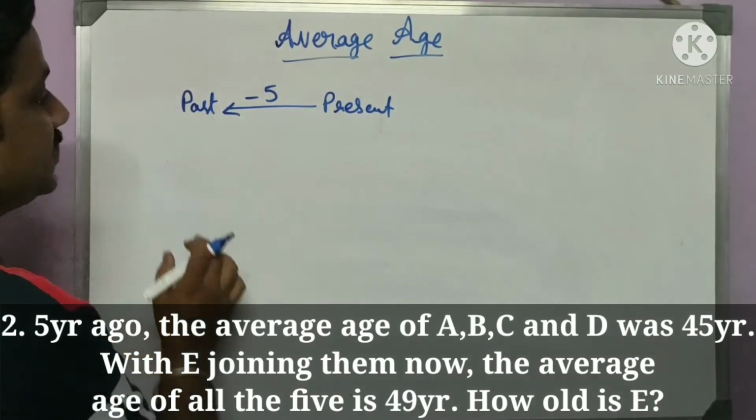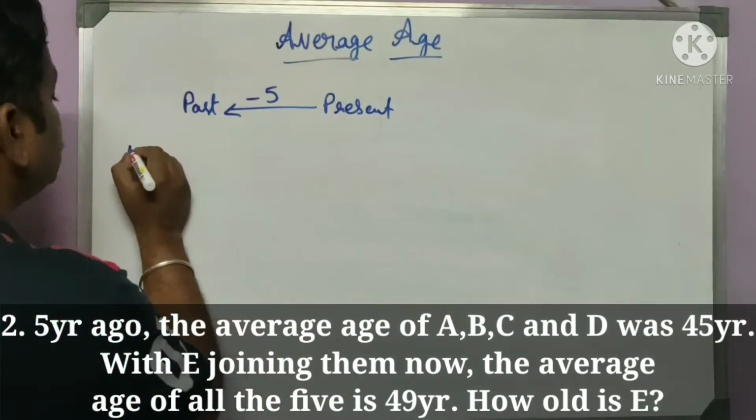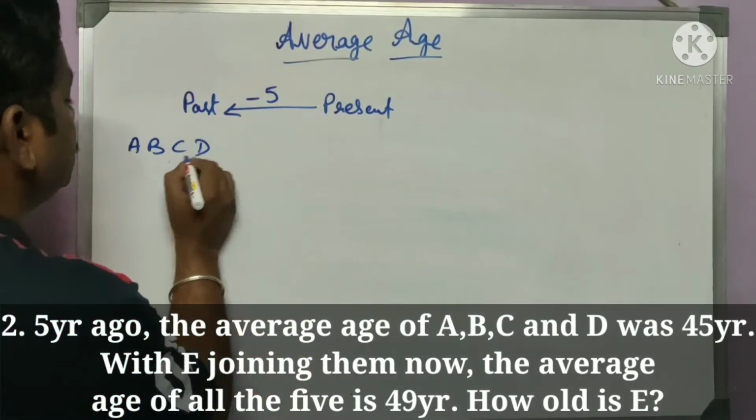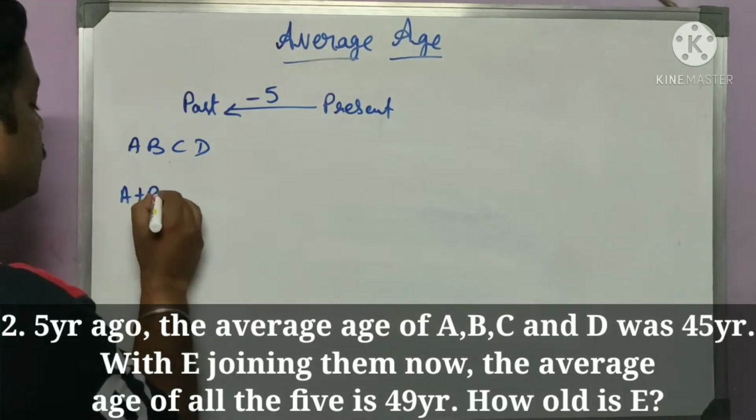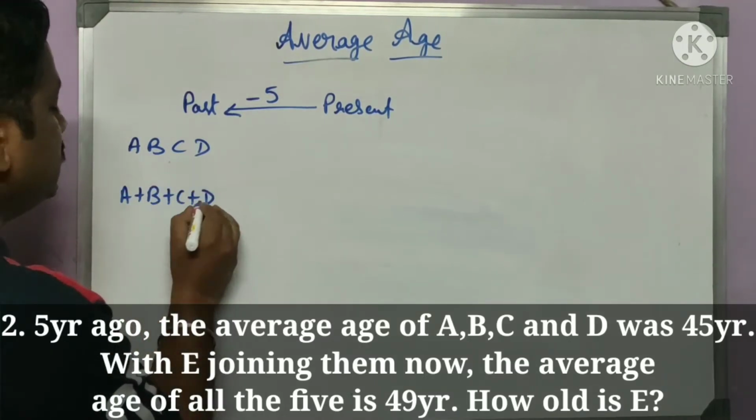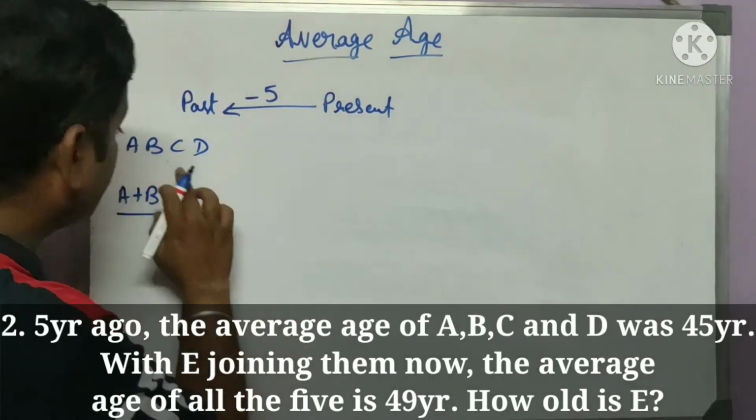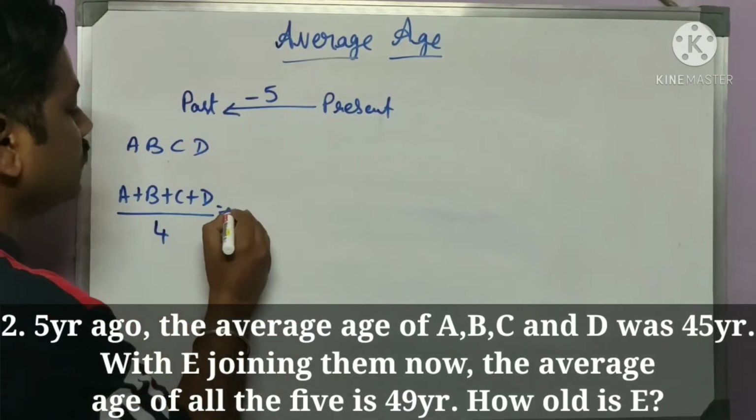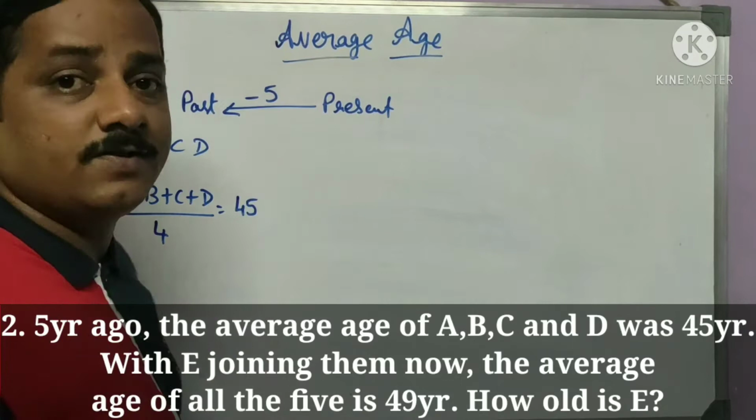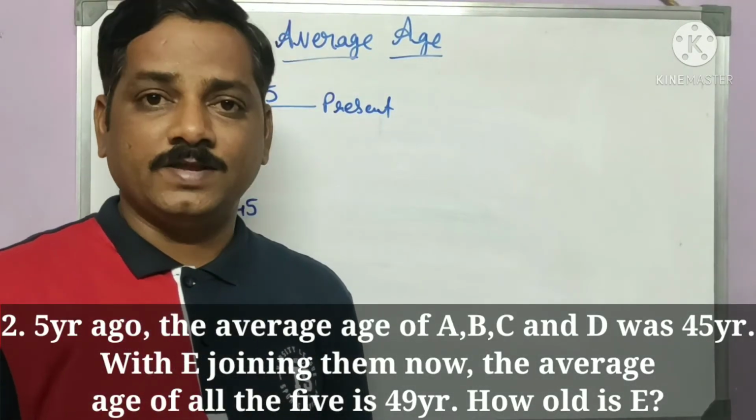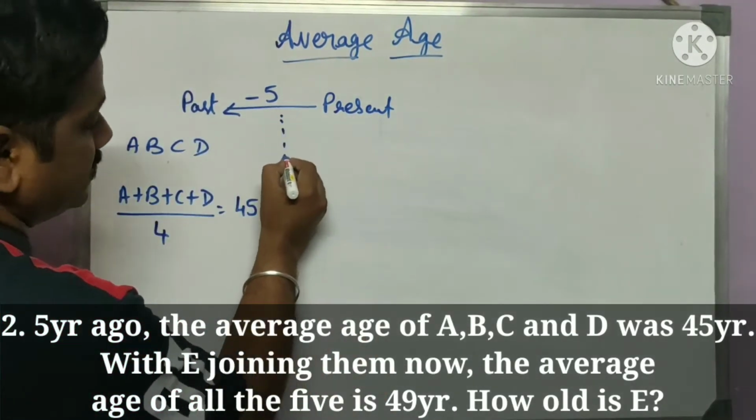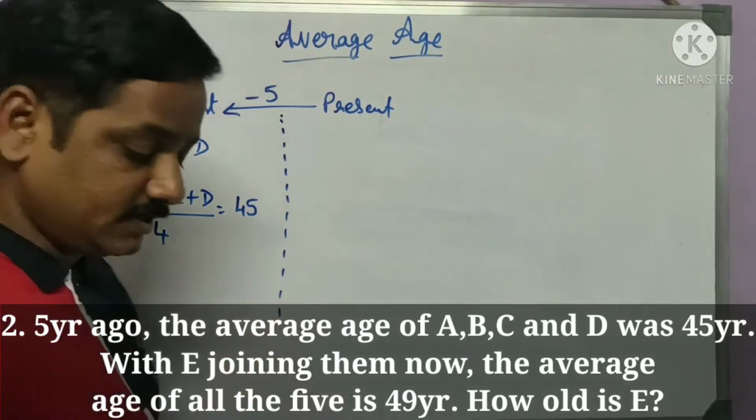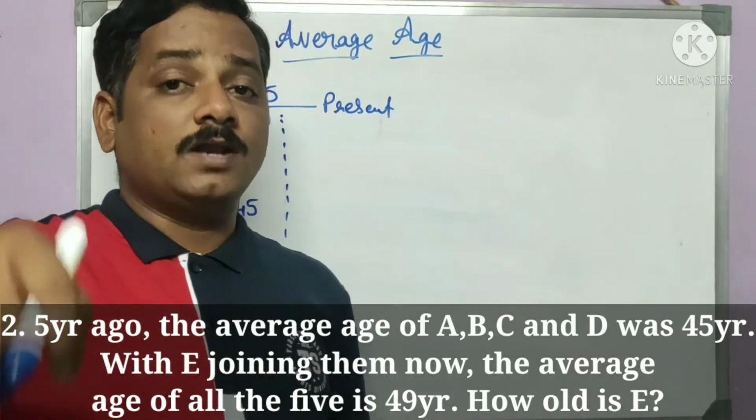So in the past condition, I can write the average age of A, B, C, D as the sum of A plus B plus C plus D, whole divided by 4, since I have 4 observations, will be equal to 45, because that is the statement. Right, this is about the past, with E joining them now, that is about the present.